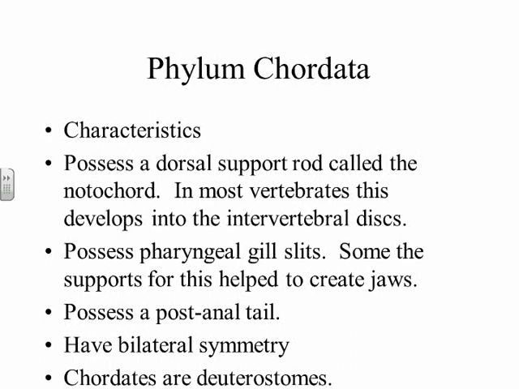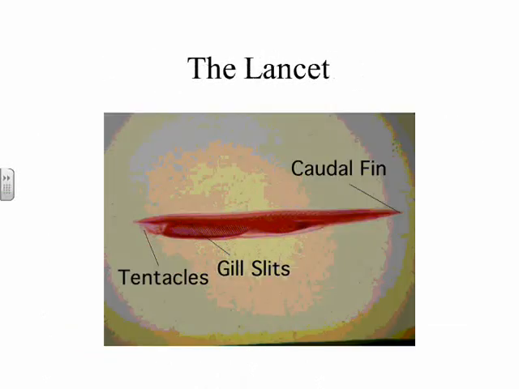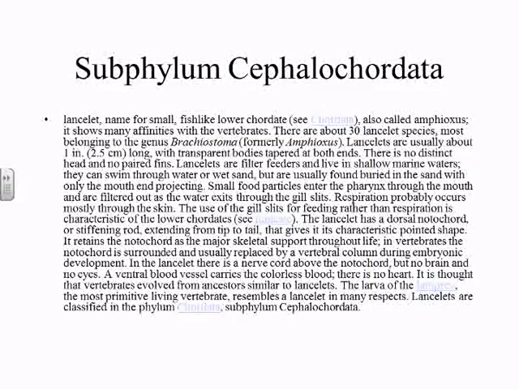And all the chordates are deuterostomes, which means that during embryonic development, the blastopore in the gastrula, that initial ball of cells, becomes what? The anus. Mouth forms second. Anus forms first. So we're going to back up and talk about these first two organisms. We're going to talk about a group called Cephalochordata to begin with. Cephalochordata.